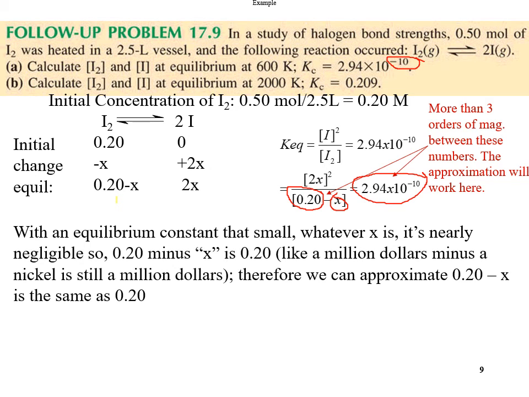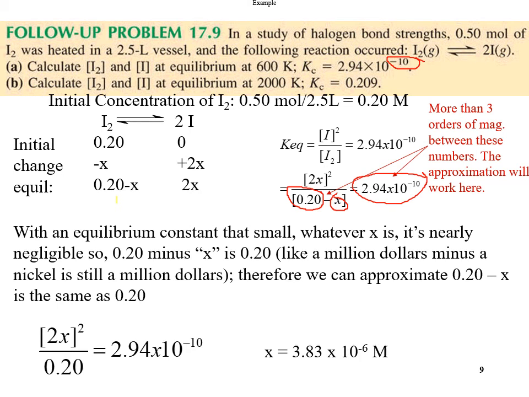So there we go. And again, this is what I explained. We are subtracting such a small number that with significant figures, it's not going to change that number at all. So now I have a new expression without the minus x, and I can solve very simply, where x equals 3.83 times 10 to the negative 6, and I can plug that in and get my equilibrium concentrations.